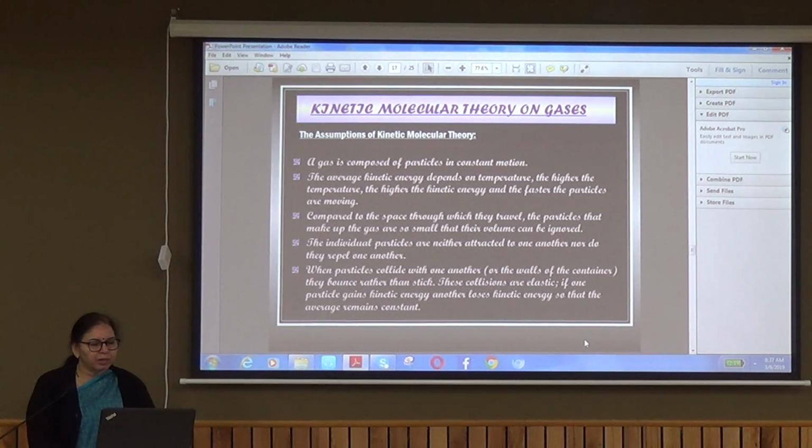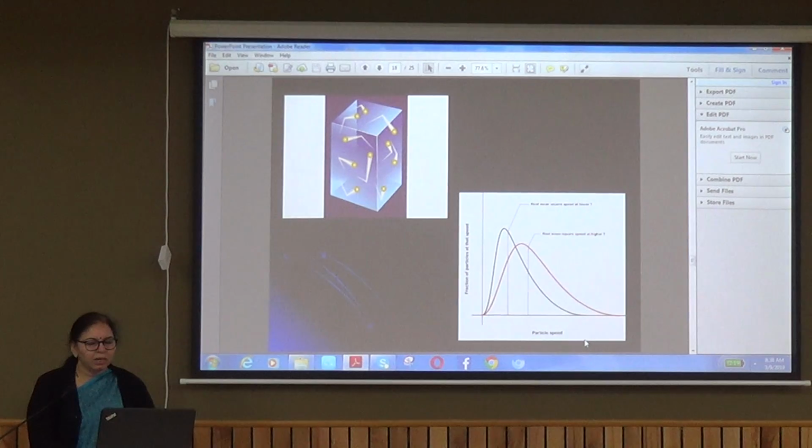Next, compared to the space through which they travel, the particles that make up the gas are so small that their volume can be ignored. The individual particles are neither attracted to one another nor do they repel one another. When particles collide with one another, they bounce rather than stick. These collisions are elastic. If one particle gains kinetic energy, another loses kinetic energy, so that the average energy remains constant.